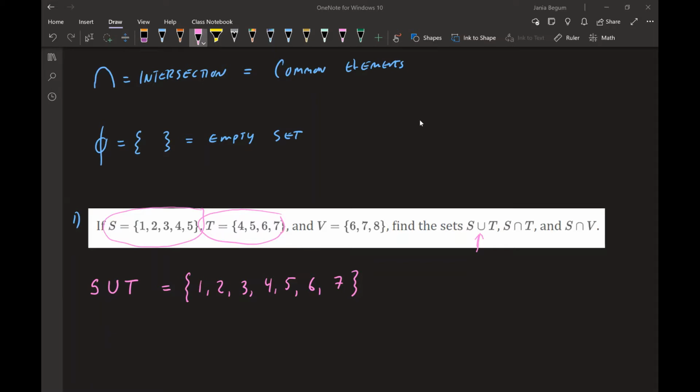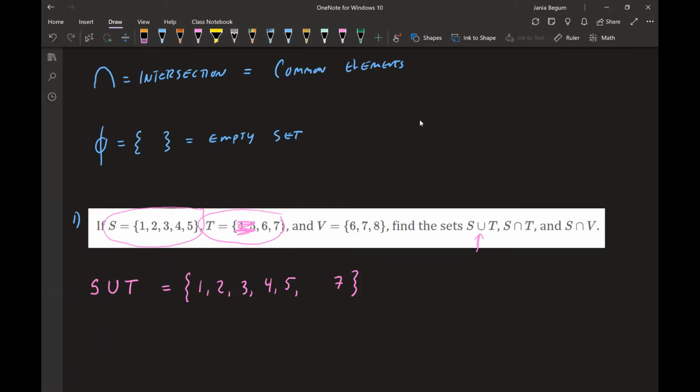Go ahead. So what if 4 and 5 was not in T? Would we just add 6 and 7, or does 4 and 5 need to be there? Well, if 4 and 5 was not there, that's fine. You're still gonna have to put 4 and 5 because it was initially in S. Okay. So what if 4, 5, and 6 weren't there? Then you only list 4, 5, and 7.